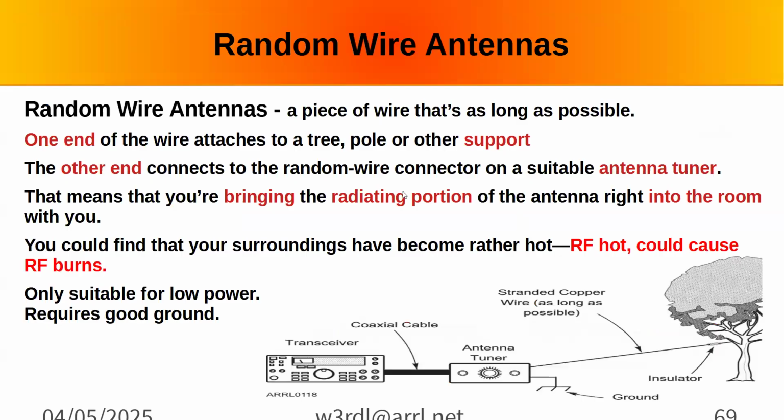Okay, random wire is just a very long piece of wire, usually multiple wavelengths long, where you attach one end to a tree or pole or something, and the other end goes straight into the shack, into your antenna tuner or your transmitter. Now, what kind of problem could that cause? You're putting out a kilowatt. Well, random wire probably wouldn't handle it.